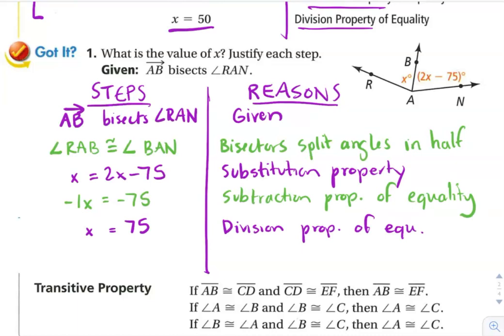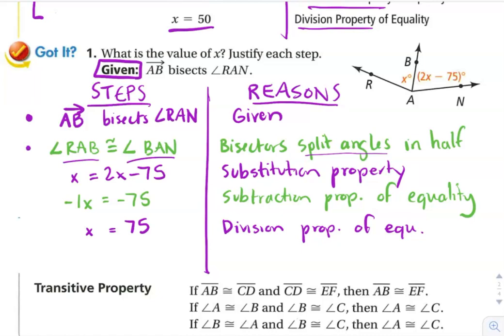You don't have to have the same exact wording, but first thing you want to start with is what's given typically, right? So I'm just restating that. That means that ray AB bisects angle RAM, so that's given. The next step, because I know I have a bisector, remember guys that bisectors split angles in half, or you could have a bisector split a segment in half, but in this case we're talking about an angle. So because it splits it in half, I know that the two smaller angles are going to be congruent. They're going to have equal measures.